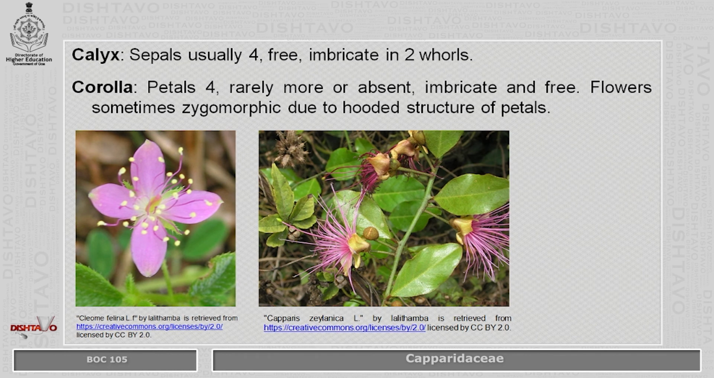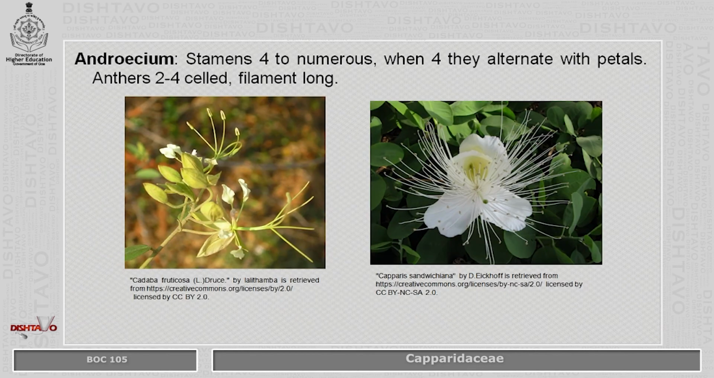Calyx, sepals usually 4. They are free. They are in imbricate aestivation in 2 whorls. Corolla, petals are 4. This is tetramerous. Rarely more, or sometimes the corolla may be absent, and the role of a petal is taken up by the stamens, which are numerous and colorful. Flowers sometimes zygomorphic due to hooded structure of petal.